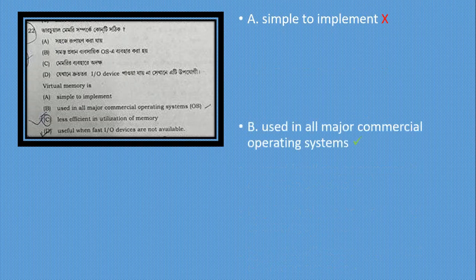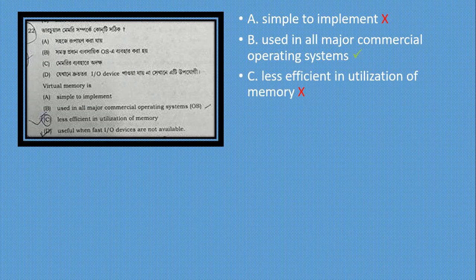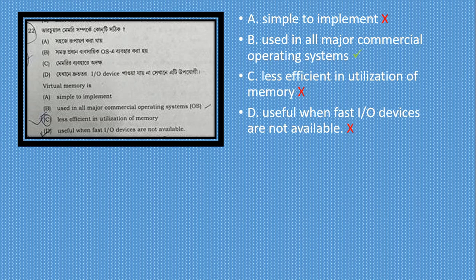Virtual memory: simple to implement, no; used in all major commercial operating systems, this is correct. Less efficient in utilization of memory, no. Useful when fast IO devices are available, no. So the correct answer is option B.